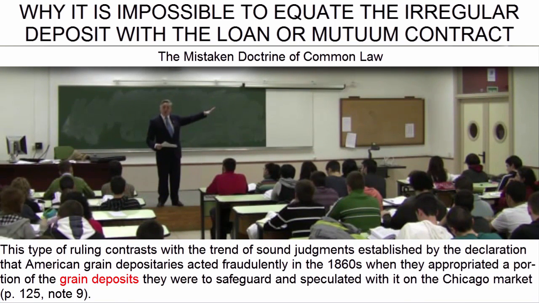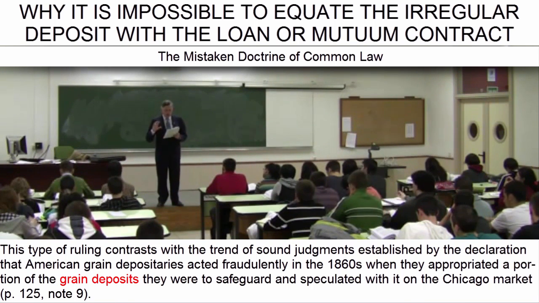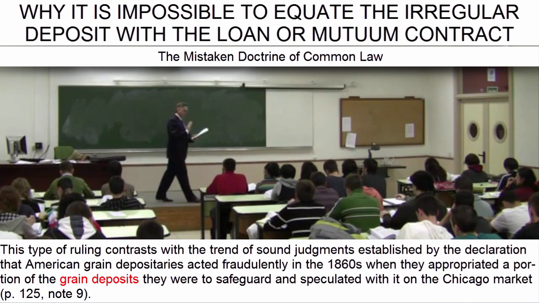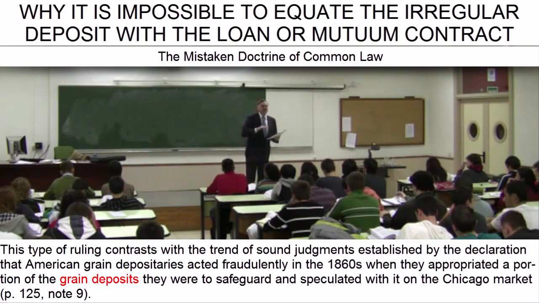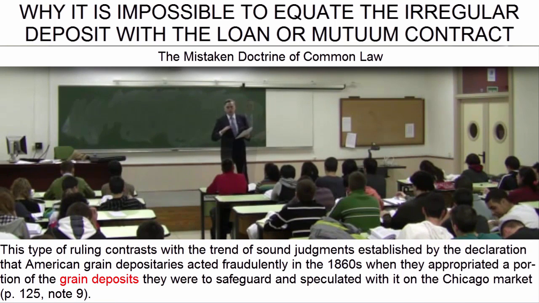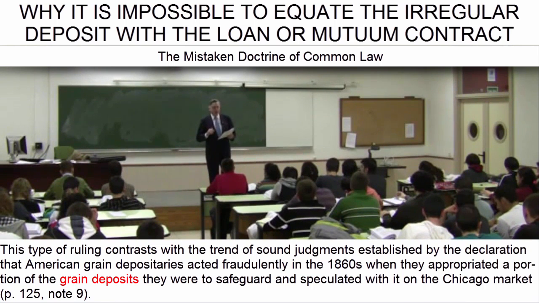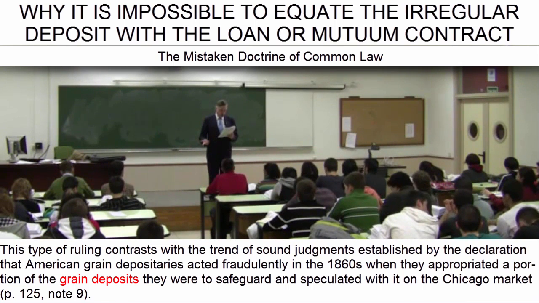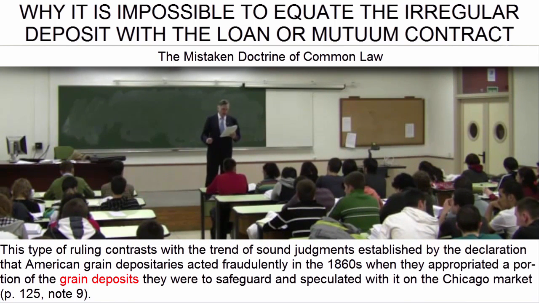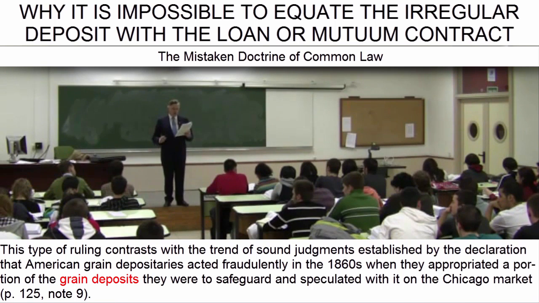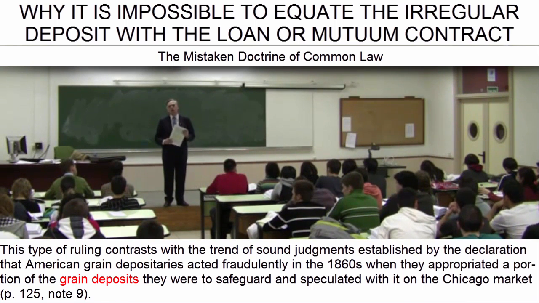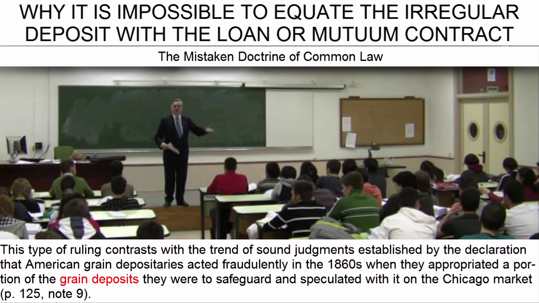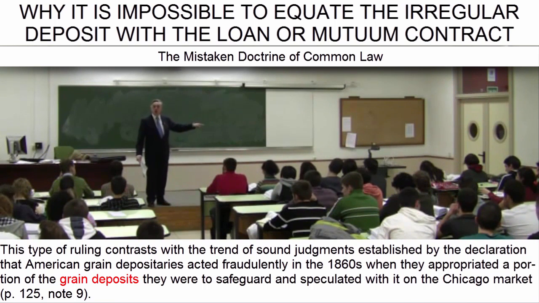This common law trend, based on precedent, of confusing the deposit contract with the loan contract, a trend which, I repeat, is long-standing, due to the institution of the depositum confessatum, contrasts with the crystal-clear case law stance taken also in the Anglo-Saxon world on other deposits of a fungible good. For example, those received by American grain depositories, who in the 1860s appropriated part of the grain deposited with them for safekeeping and speculated with it on the Chicago market.